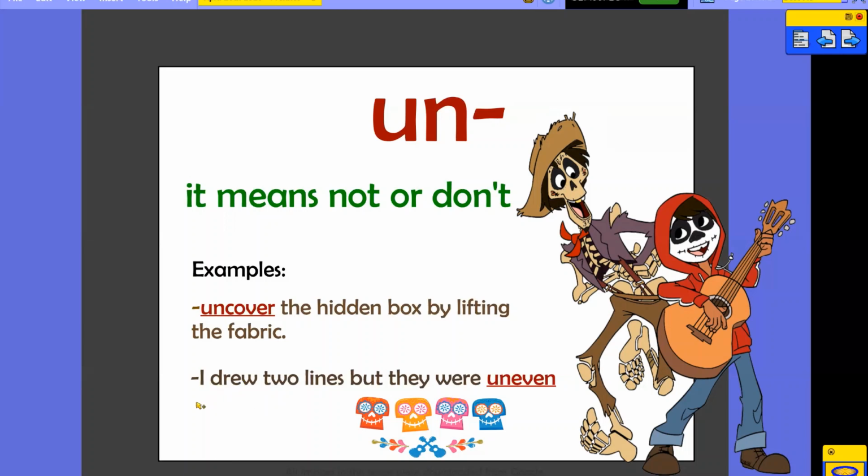Let's look at the second example. I drew 2 lines, but they were uneven. Even, if we cover un here, even means straight or that they are similar, okay? If I say uneven, it means they are not even or not similar. Which is easier to say, I drew 2 lines, but they were not similar or not even, or simply just say uneven? Of course, adding a prefix is simpler.